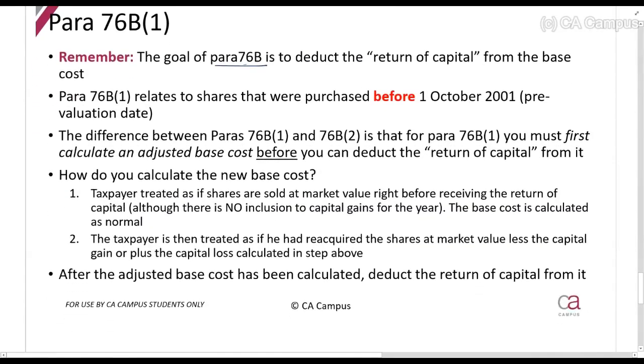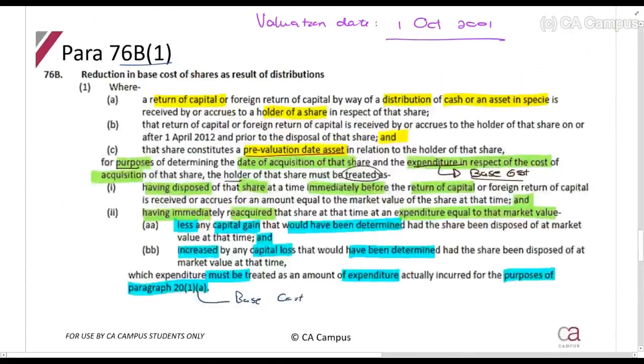So what do they say you should do? They say you should be treated as if you sold the shares at market value right before you received the return of capital. But important, you do not include this in your capital gains for the year. It's just a calculation that you perform. The base cost is normal. Then you are treated as if you bought those shares back at market value. Remember, you were just treated as if you sold it at market value. Now you treat it as if you bought it back at that market value, less whatever capital gain you calculated here. That gives you the new base cost.